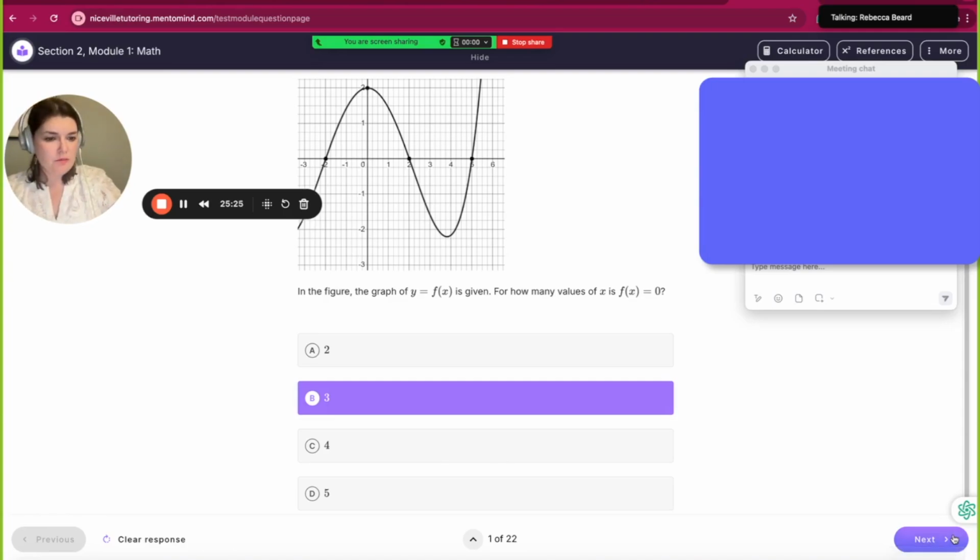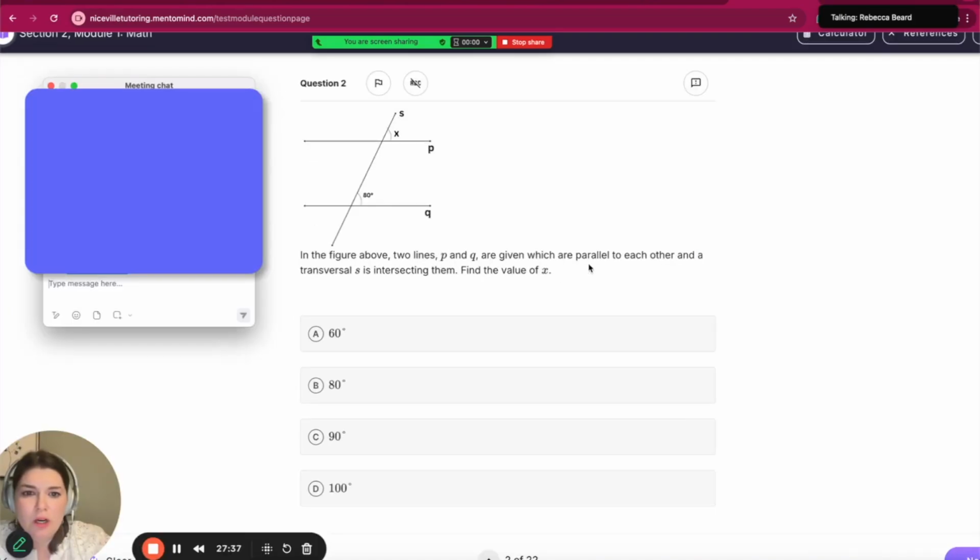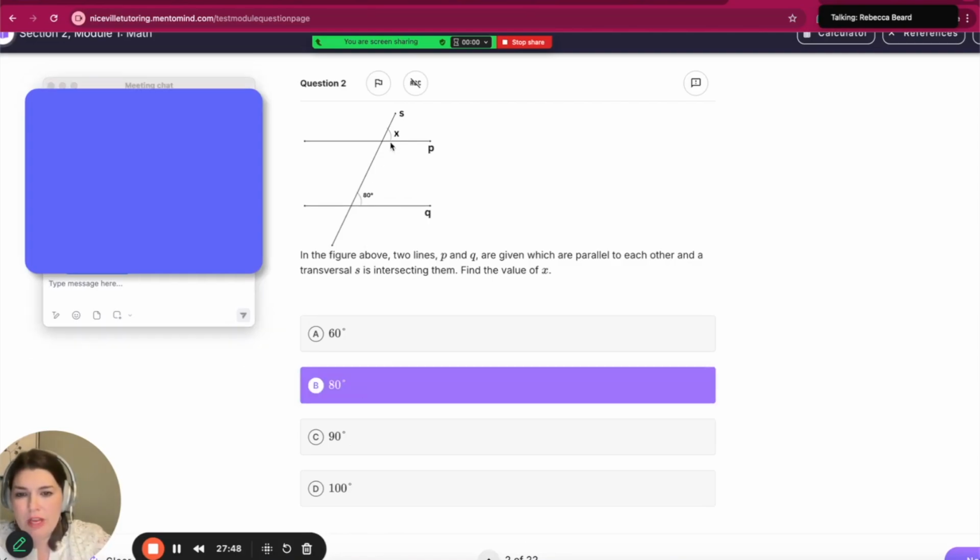That's perfect. Lines P and Q are given, which are parallel to each other, and a transversal S is intersecting them. Find the value of x, and the answer is going to equal B, where they both match each other because they are parallel. Perfect.